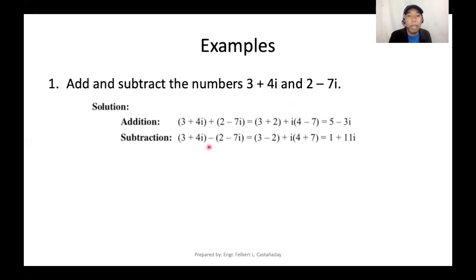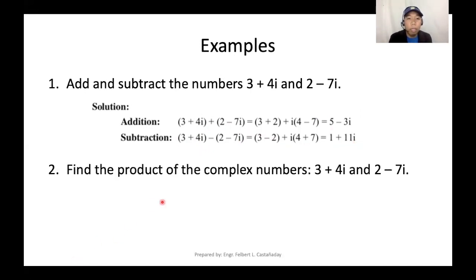Now for the other operation, subtraction, you just get the difference of the real parts and the imaginary parts. In this case, 3 minus 2, that is 1, and then 4 minus negative 7, so it will become plus. That's why you have 11 in your answer, 11i.